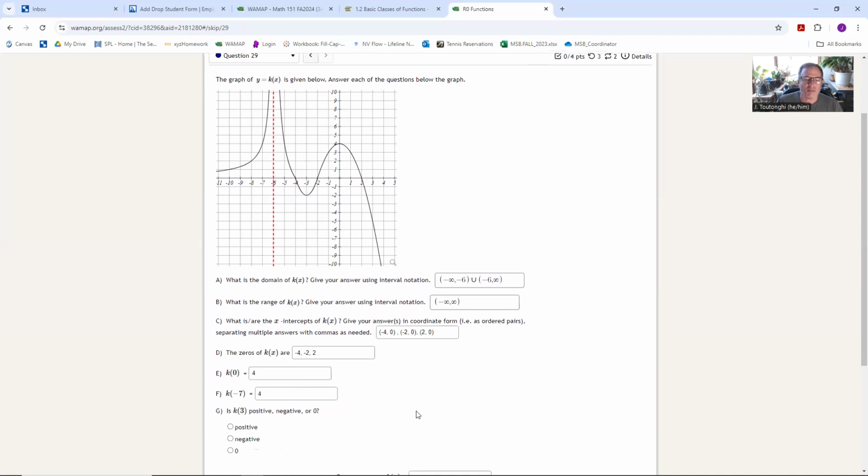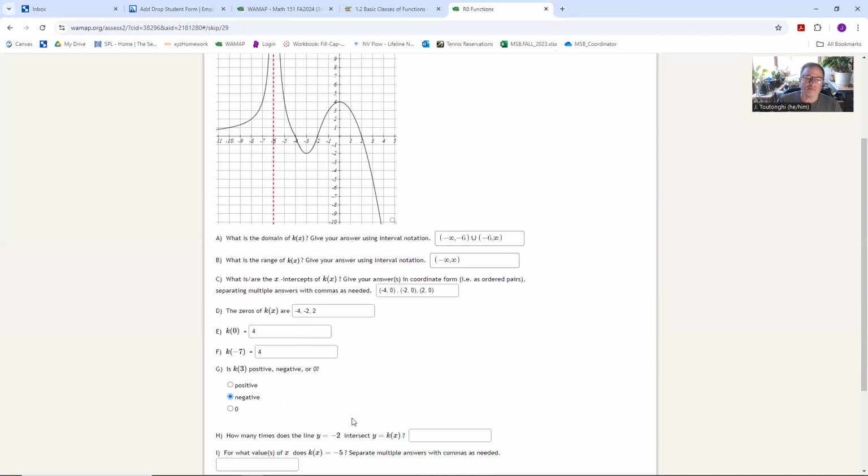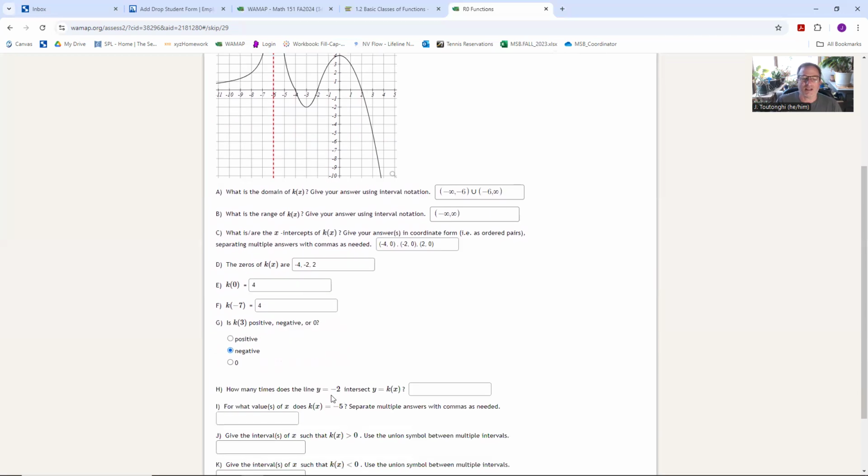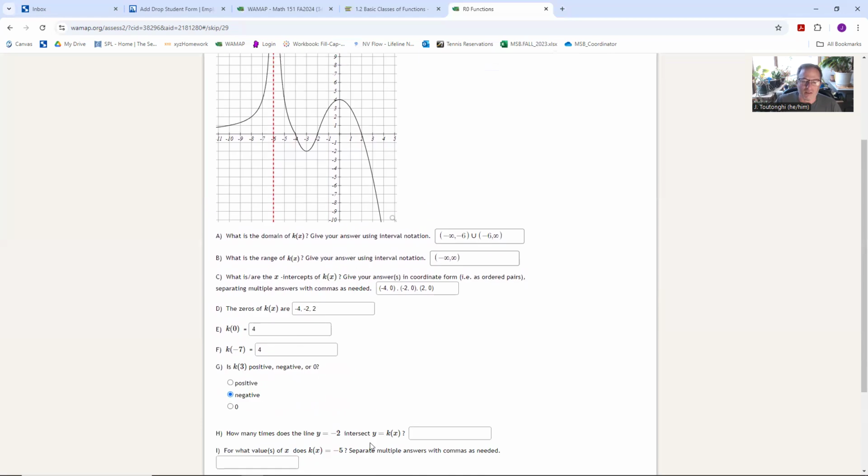Is k of 3 positive or negative or 0? So k of 3, 1, 2, 3 is down here, it's negative. How many times does the line y equals -2 intersect the graph? So y equals -2, excuse me, is down here. As I come across here horizontally, it touches the graph right there, and it touches the graph right there. So it touches the graph twice.